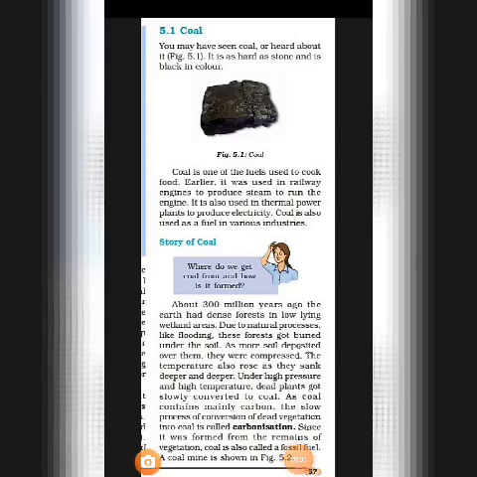Coal is the first natural resource. It is hard, as you have seen. You must have seen coal. Coal is one of the fuels used to cook food. It is not commonly used by all people, but it is still used in villages, and it is primarily used as an industrial fuel.